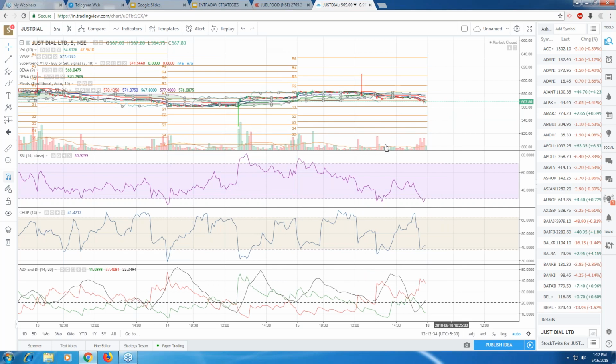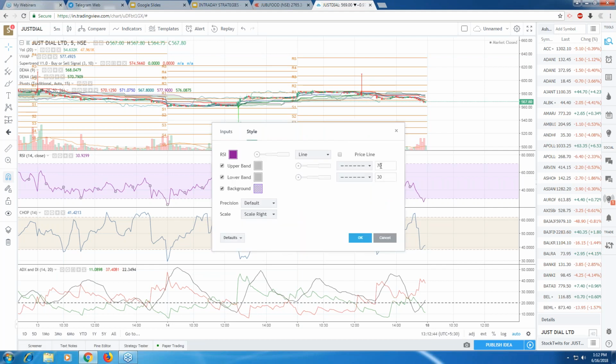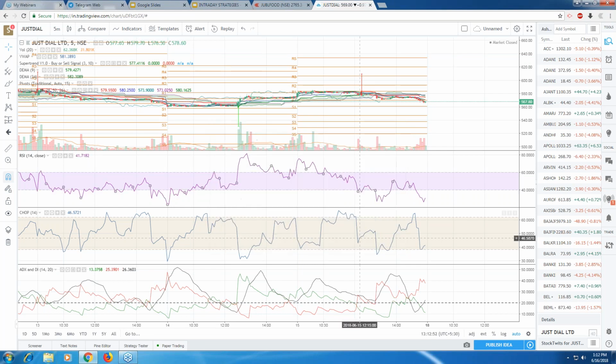Here I need to change my setting as per my inputs. What are they? This I'm going to make as 60. And this I'm going to make as 40. And this is okay. Rest all is exactly as it is. Fine. Now we are almost done with our setup.